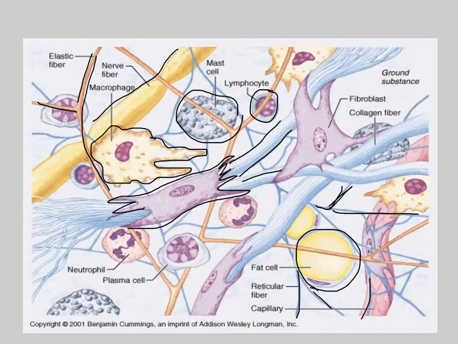And then we've got a blood vessel coming through, and let's see if we missed anything else. Plasma cell, that's another immune system cell. Neutrophils, another immune system cell. So we've got a very rich environment here in your connective tissue.